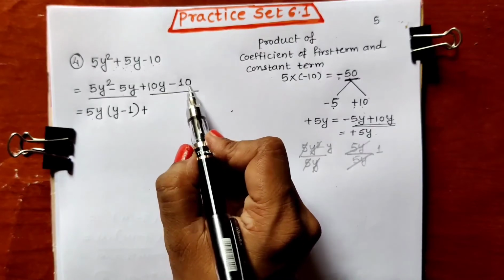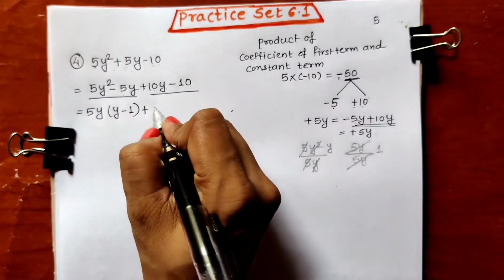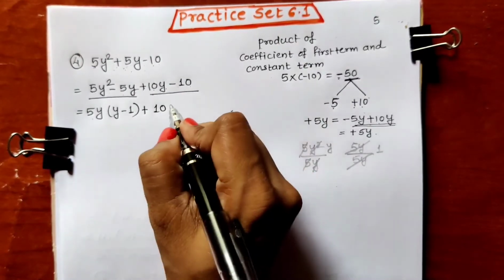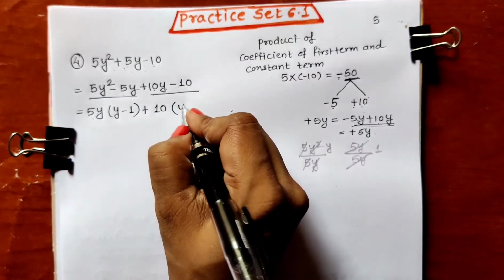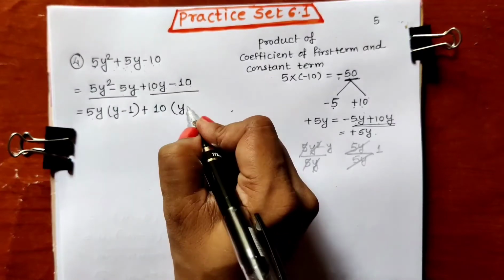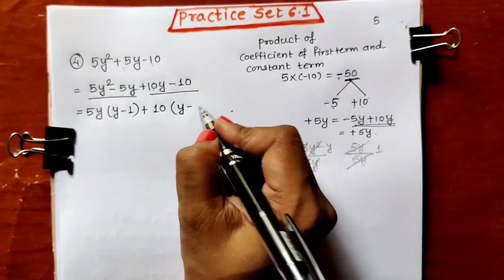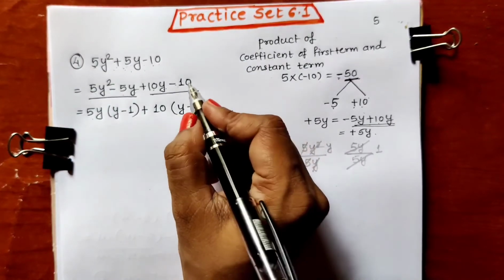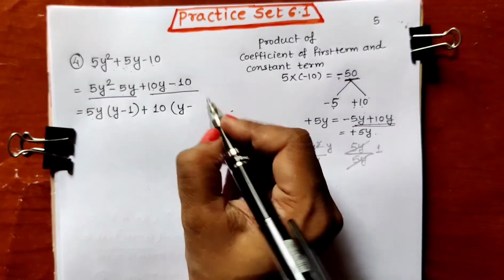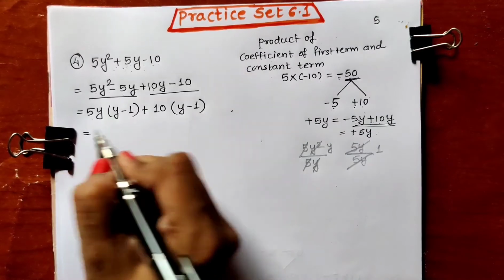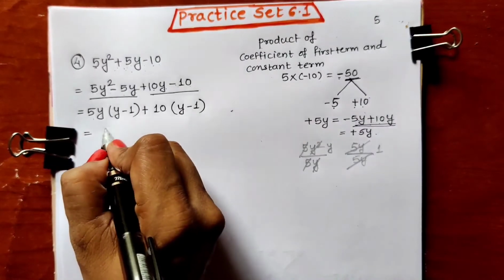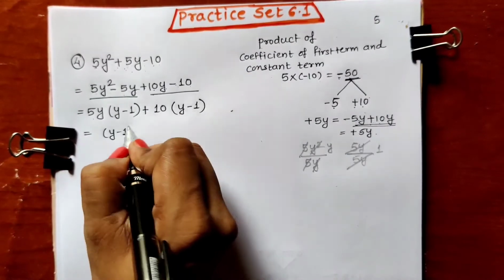In 10y and minus 10, we can see 10 is common, so we write 10 outside the bracket. From 10y, when 10 is taken out common, y is remaining. Plus, minus, minus sign. From minus 10, full 10 is taken out common, that means 10 ones are 10, 1 will be there. Now y minus 1, this bracket is common, we write y minus 1.